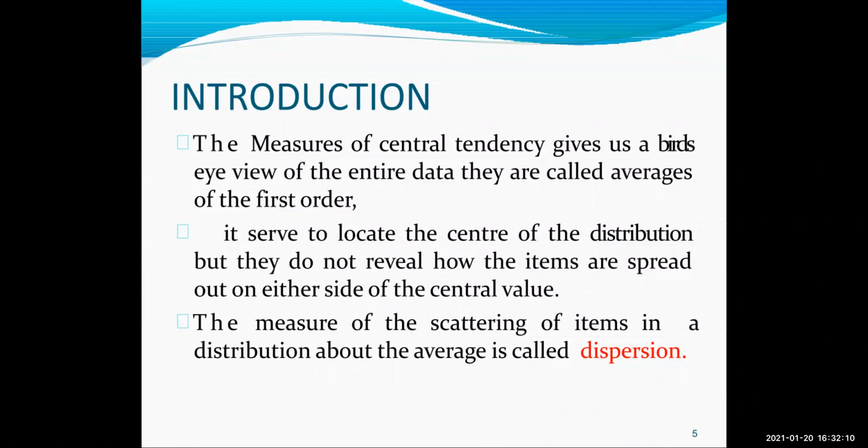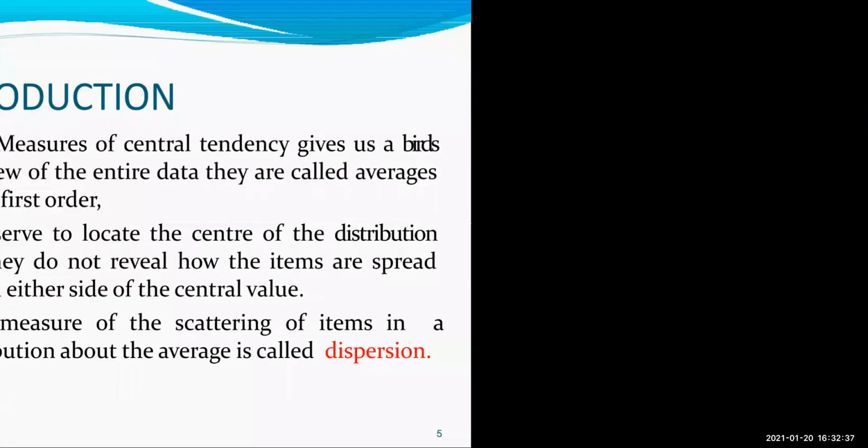We saw that the measure of central tendency gives us the bird's eye view of the entire data, and they are called averages of the first order. It serves to locate the center of distribution, but they do not reveal how the items are spread out on either side of the central value. The measure of scattering of items in a distribution about average is called dispersion.